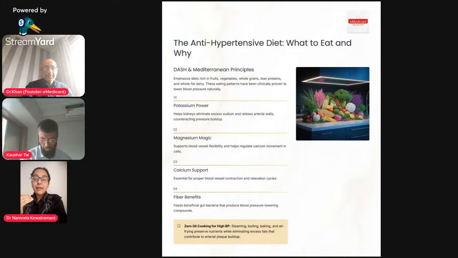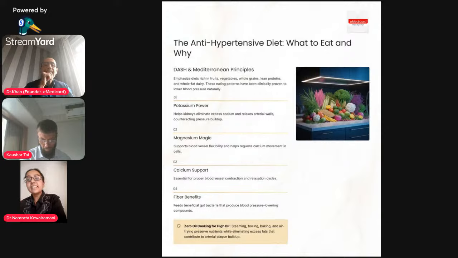See, what happens in hypertension, your sodium is at a higher level. So what you have to take is potassium rich foods. When you take potassium, sodium automatically gets flushed out of your body. So once your sodium levels are normal, automatically your blood pressure is under control.